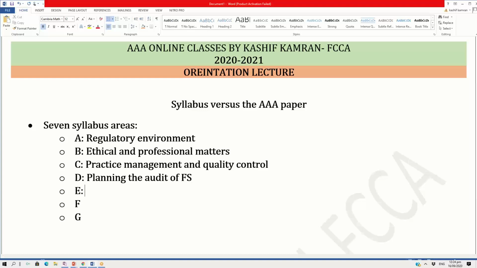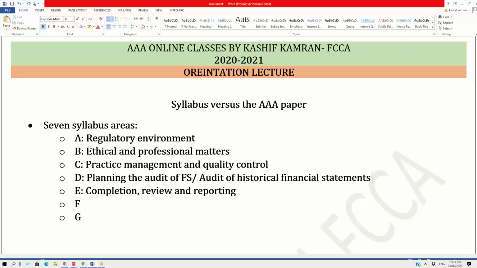You look at syllabus area E, which is about completion, review, and reporting. I'm just making a correction to syllabus area D. It's planning the audit of the financial statements, and it is also the audit of the historical financial statements. So that's the complete title of syllabus area D. Syllabus area F, other assignments, and syllabus area G, current issues. Now, we know these are the syllabus areas which you will be going through in the syllabus.